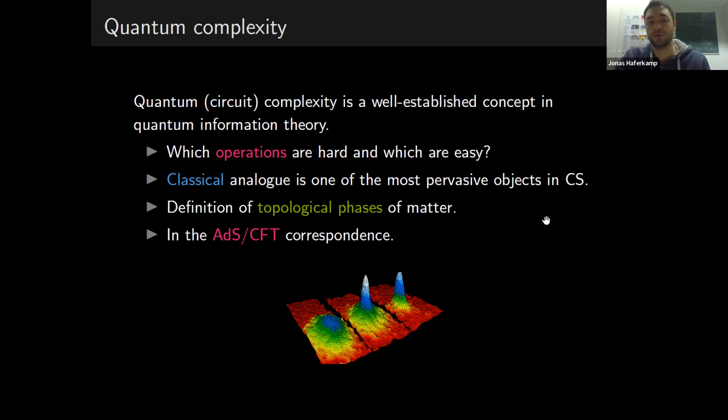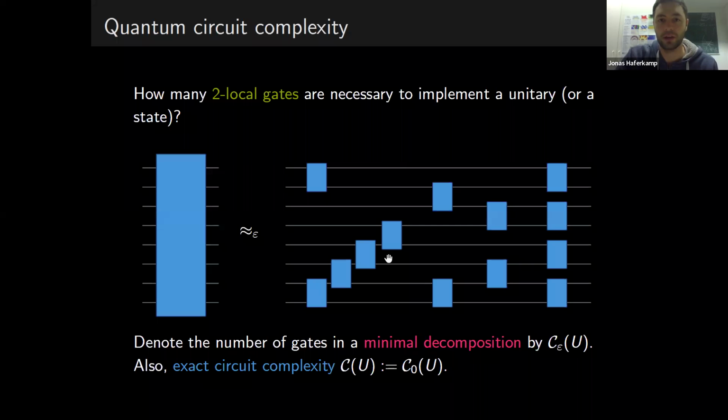Before I talk more about the AdS/CFT correspondence, let me specify what I mean exactly when I say circuit complexity. It is kind of a folklore result in quantum computing that every unitary can be exactly implemented using finitely many two-local gates. In particular, you need at most 4^n times something that scales like a polynomial. You can find this result, for example, in classical textbooks like Nielsen and Chuang.